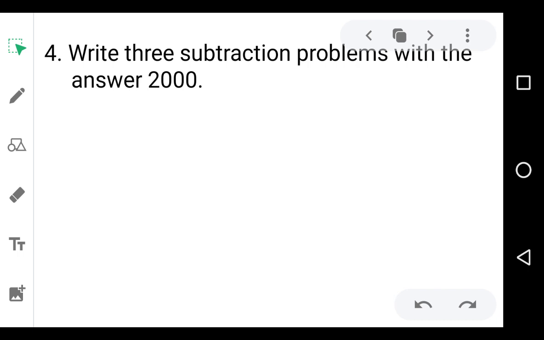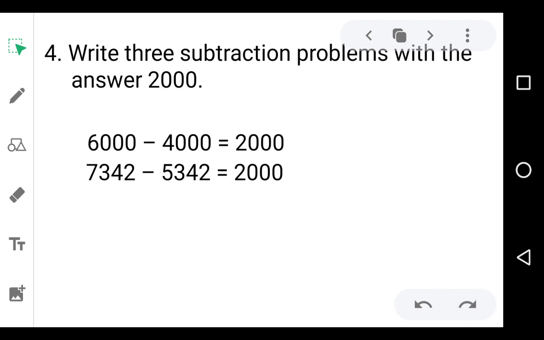Question number 4 is write 3 subtraction problems with the answer 2,000. Here we have to write 3 subtraction problems whose answer is 2,000. This question is similar to the previous question. So write 3 questions. If we subtract 4,000 from 6,000, we get 2,000. Now if we subtract 5,342 from 7,342, we get again 2,000. And the last one is, if we subtract 3,987 from 5,987, we get again 2,000.